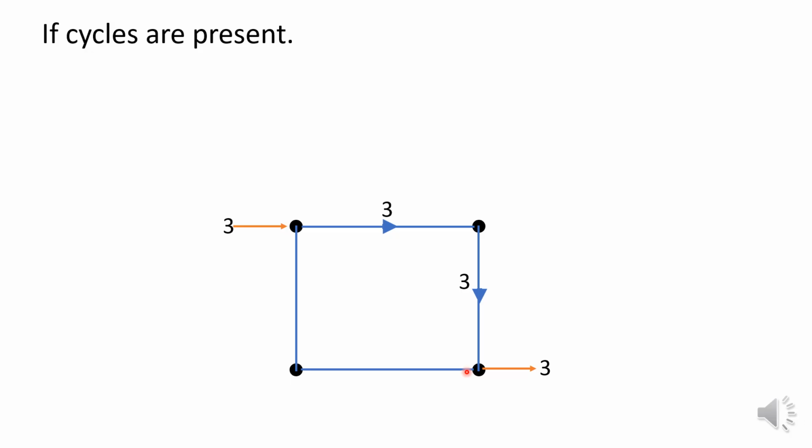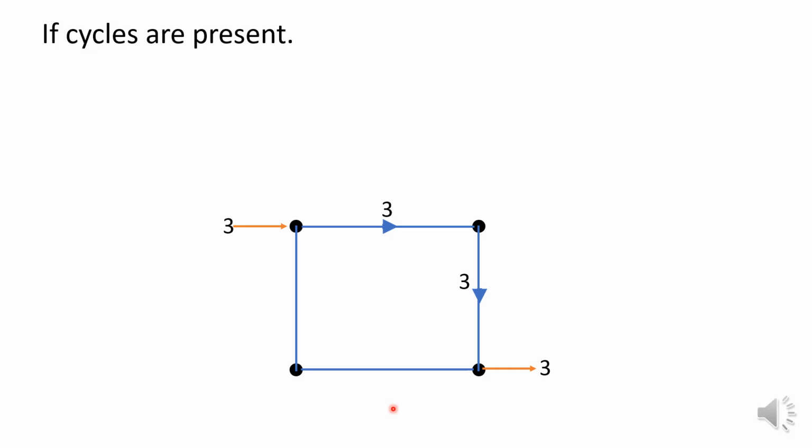You can see also that the method of equilibrium at each vertex doesn't work either, because at this vertex, when you have the 3 here, you have two unknowns here, so you will not be able to solve uniquely for the 2 unknowns. Similarly for all of these.